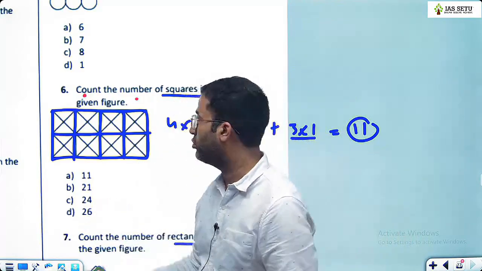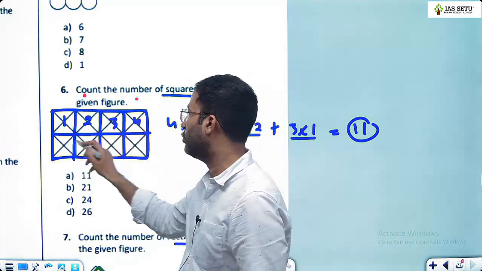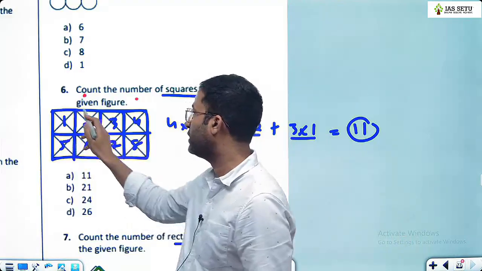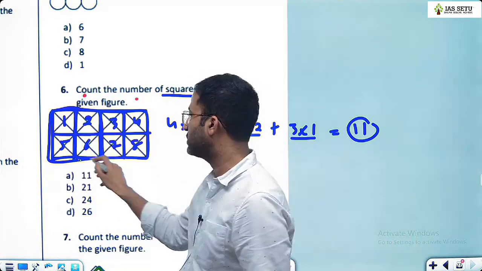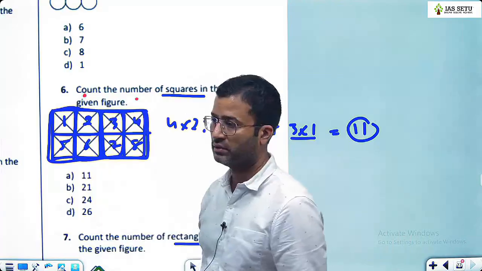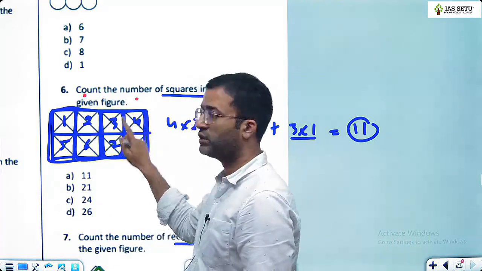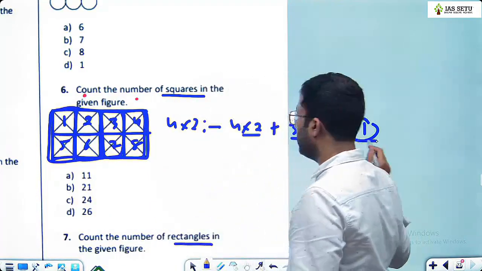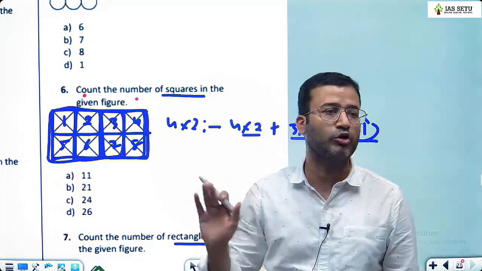You can count manually also. 1, 2, 3, 4, 5, 6, 7, 8. This bigger one 9. This is 10. This is 11. This 4 together, this 4 together, this 4 together. So there are 11 square which are with vertical and horizontal lines.